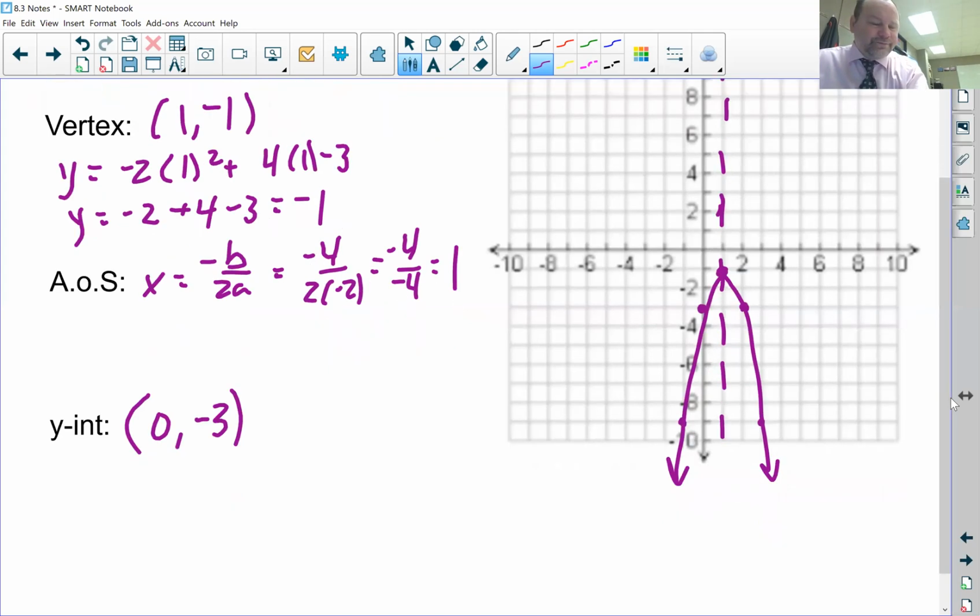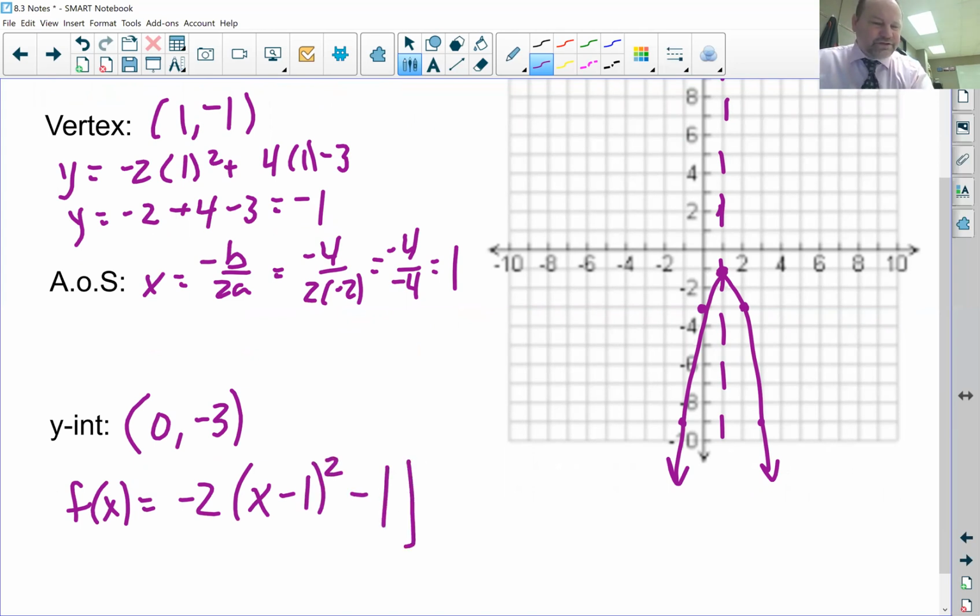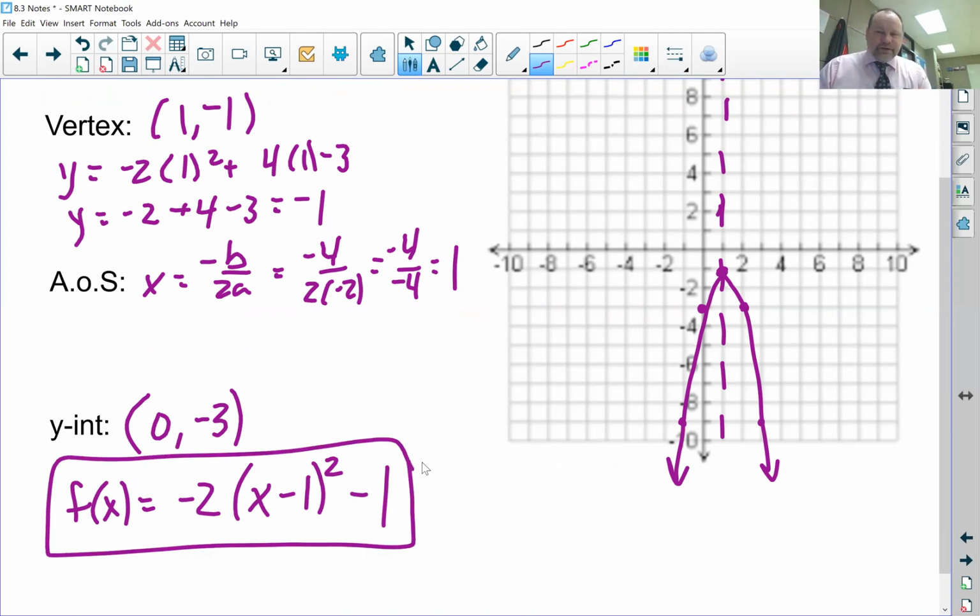Again, in vertex form, -2 is my value for A, x minus h squared plus k. K is negative in this case. So we subtract. All right. Anyone with questions there? Okay.